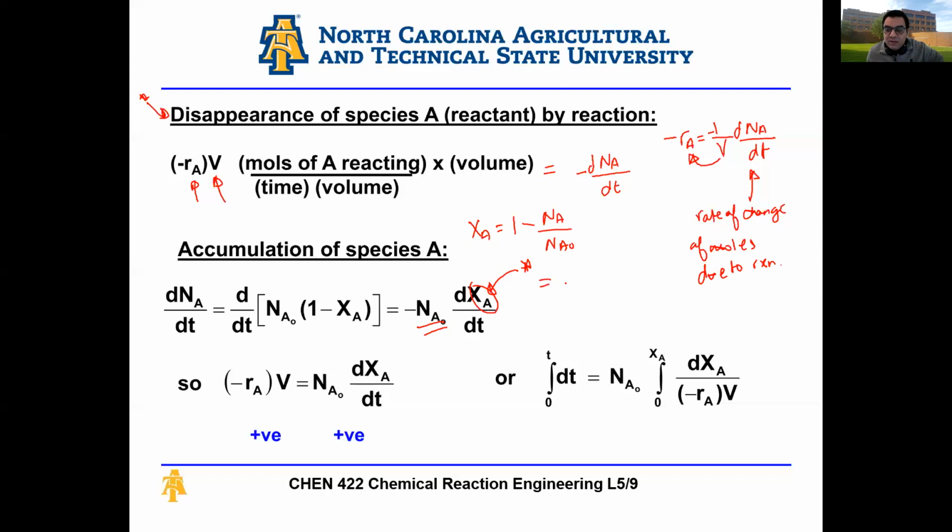This means that NA is equal to NA0 into 1 minus XA. So if I take the derivative of this to get the change in number of moles of A, or the accumulation of A, I get dNA equal to NA0, as a constant, times minus dXA, which is minus NA0 dXA by dt. And this is the term for the accumulation of species A.